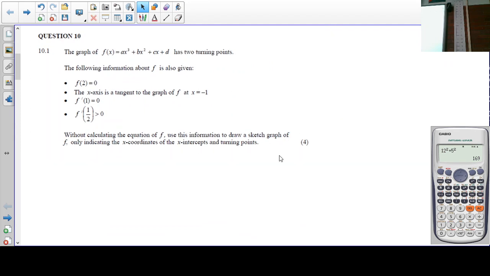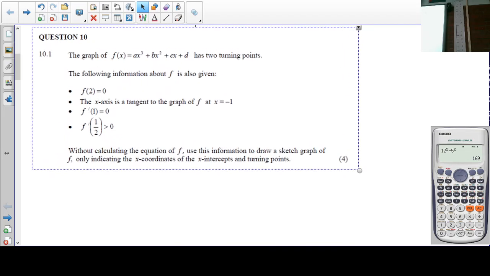In question 10.1, we are told the graph of f of x equals ax cubed plus bx squared plus cx plus d has two turning points. The following information about f is also given. F of 2 is equal to 0. So what does that tell us about our sketch? It's your x-intercept. So your x-intercept is 2.